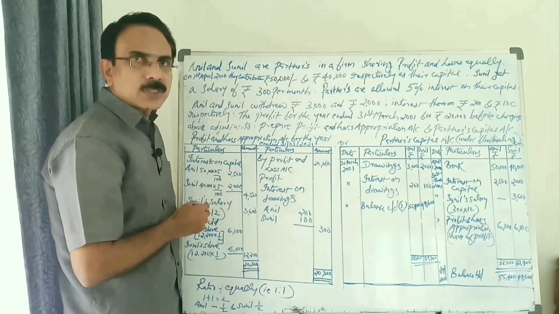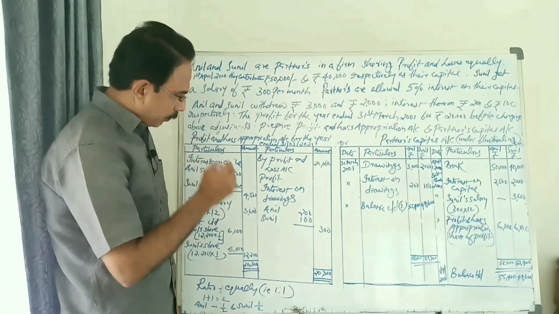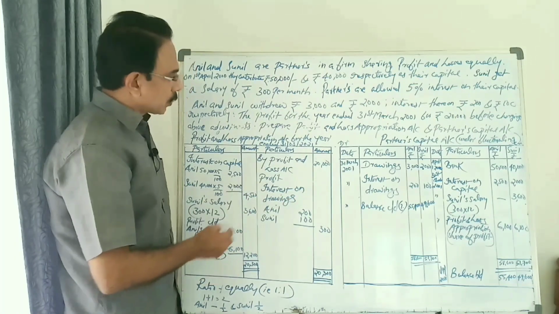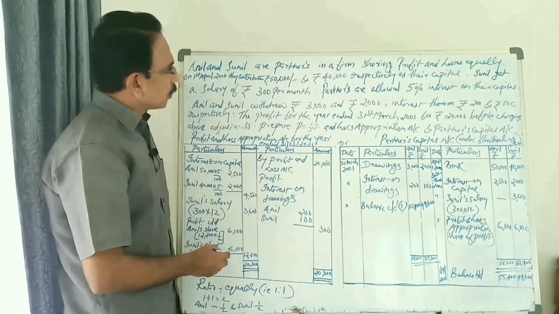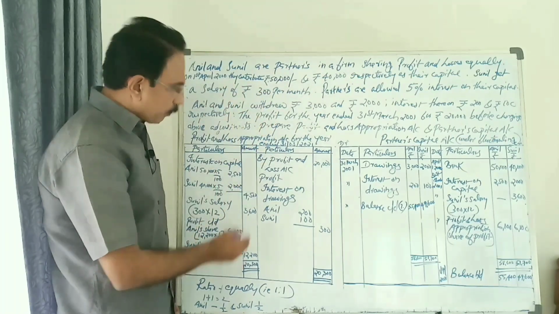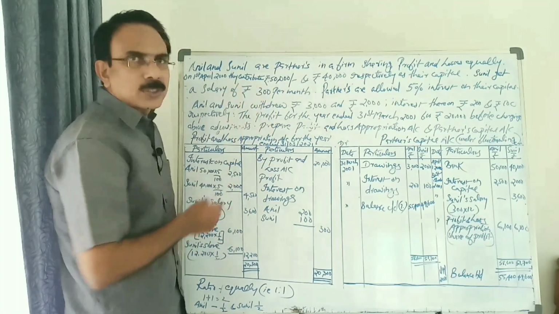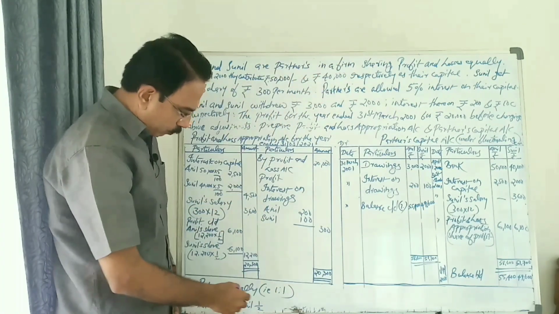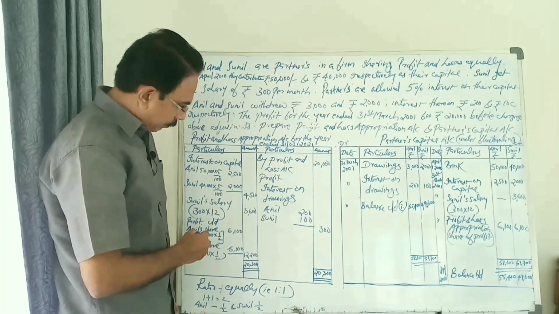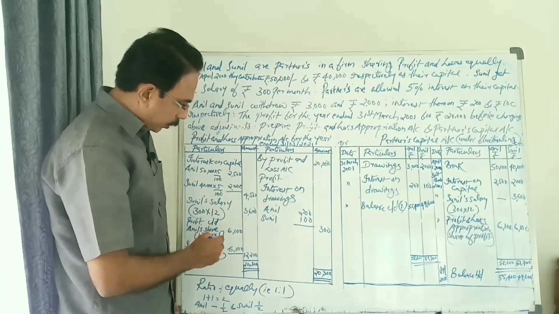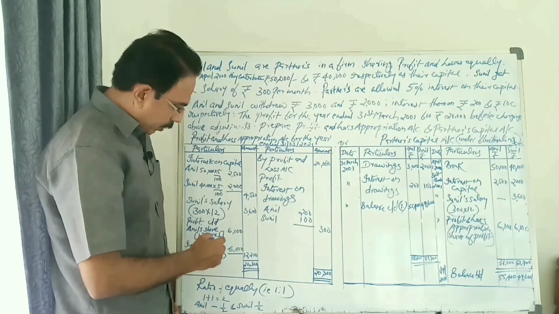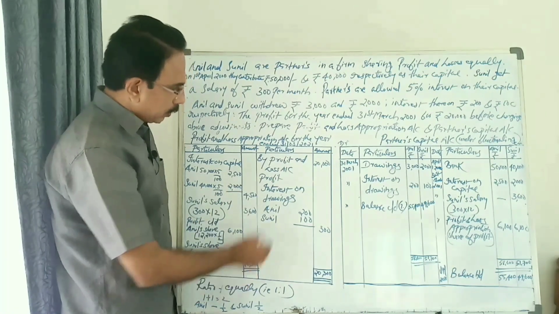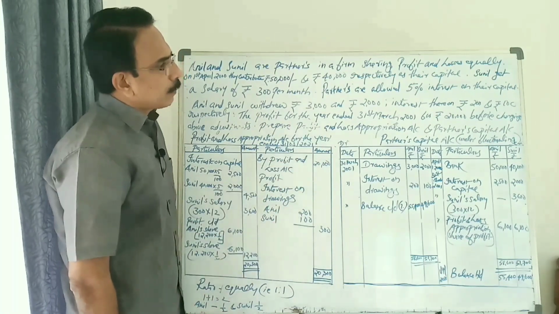Then next, Sunil gets a salary of rupees 300 per month. That is 12 months in a year, 300 into 12, that is 3,600. Then balancing figure 12,200. This is the final profit. This profit should be shared among the partners in their profit sharing ratio. The profit sharing ratio is equal, that is 1:1. So Anil gets 12,200 into 1 by 2, 6,100. Sunil gets 12,200 into 1 by 2, 6,100. Total 12,200.